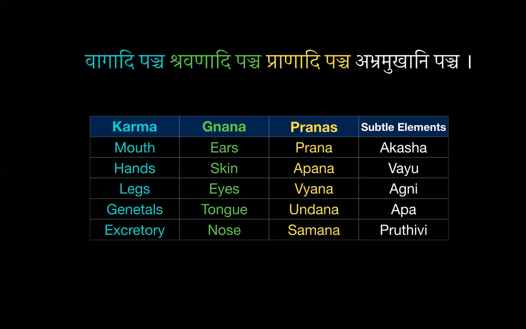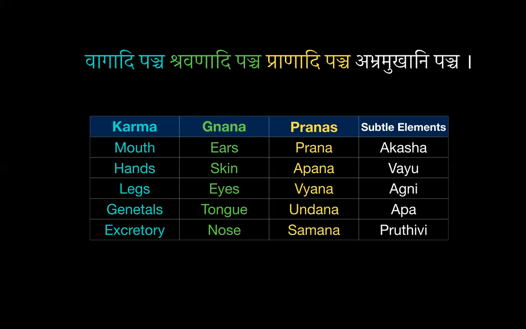And then Shravanadi Pancha. Shravana, these are jnanendriyas starting from our ears. So ears, skin, eyes, tongue, nose. These five are jnanendriyas or faculty of knowledge. So this is the second city, second puri, jnana puri. Karma puri is the karmendriyas. Jnana puri is jnanendriyas. Next puri is prana puri. What are the five pranas? Prana, apana, vyana, udana, samana. These are all the five pranas called as prana puri.